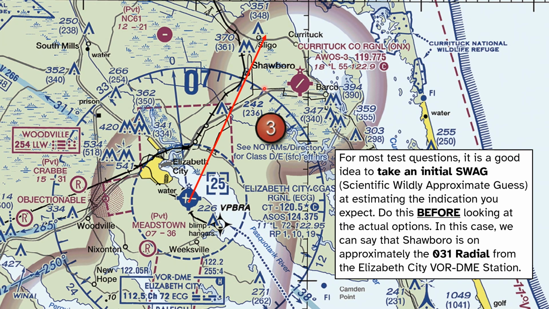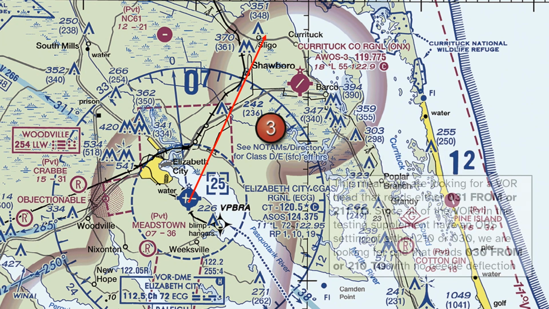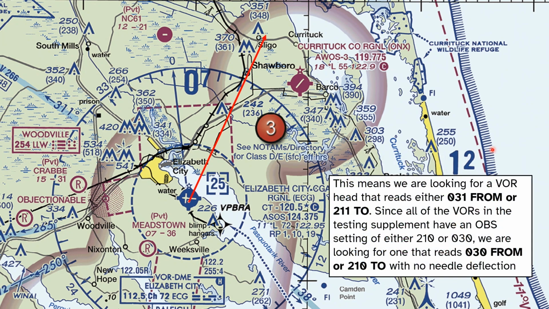In this case, we're a little bit to the right of the 30 line. So I'd say that's maybe 031 in this case. That means that we are looking for approximately a 031 from, because we're on the 031 radial of the Elizabeth City VOR, or another acceptable reading would be a 211 to. Now, since all the VORs in the testing supplement, I'll just tell you right now, all 9 of them have an OBS setting of either 210 or 030. If we are perfectly on, then we're looking for one with no needle deflection. We'll get to one later that makes me incredibly angry, and I hope you'll understand why when you see it.